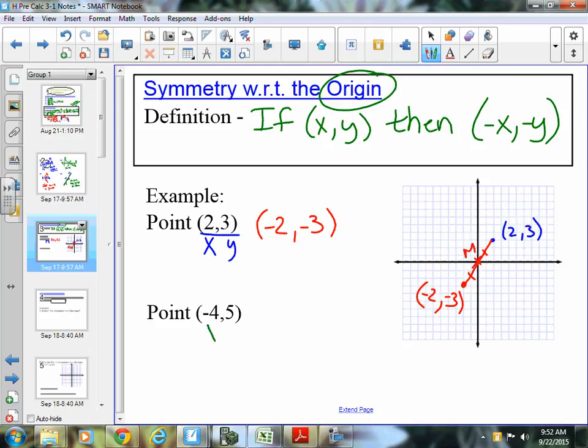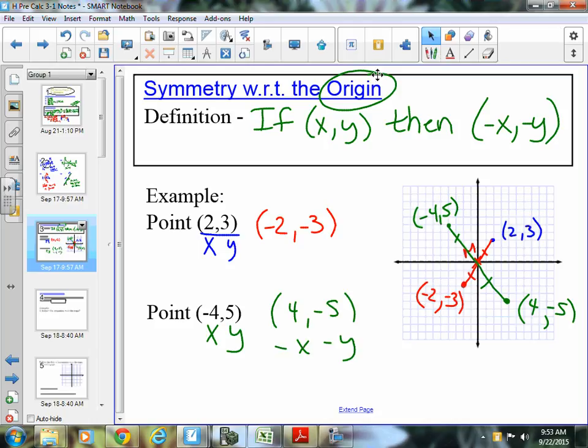Let's try another one. What if you're starting off with a point -4, 5? That's in quadrant 2. Same idea. If I'm going to use the origin as my point of symmetry and go equidistant on the other side, where would I end up? Well, what does that ordered pair look like? Looks like +4, -5. Look what happens: +4, -5, I have opposite of x, opposite of y. So origin symmetry just means they are equidistant. That means it's going to have to be on the opposite side of the origin, same distance. So both the x and the y change sign.